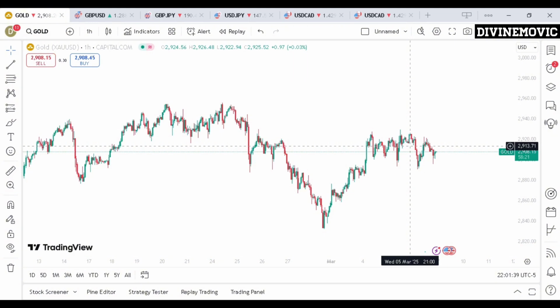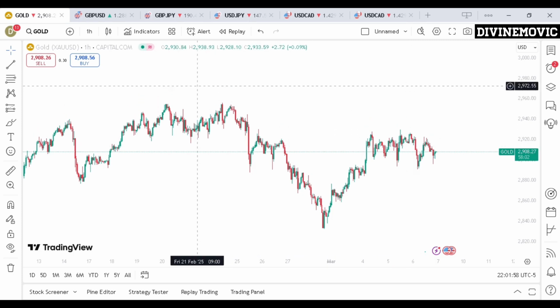And for me to use structure, I simply need to go to the higher time frame and understand what price is doing on the higher time frame, then use that information to know what I'll be doing on the lower time frame. In this case, I'm going to be using the daily time frame as my higher time frame.